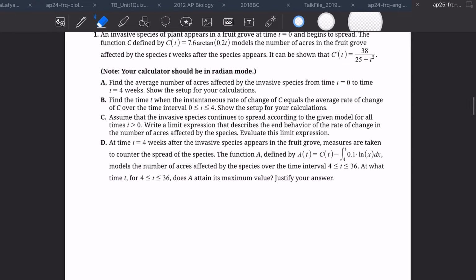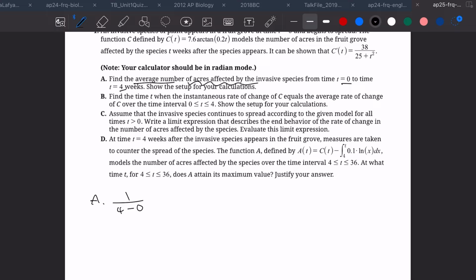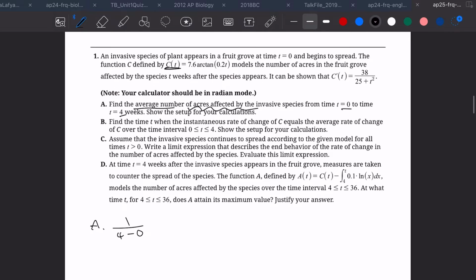A. Find the average number of acres affected by the invasive species from time t equals 0 to t equals 4 weeks. Show the setup for your calculations. So for A, just find the average number, and we have time 0 to 4. So first we do 1 over 4 minus 0. And then the number of acres affected by the invasive species is c of t. So we do an integral of 0 to 4 of c of t.